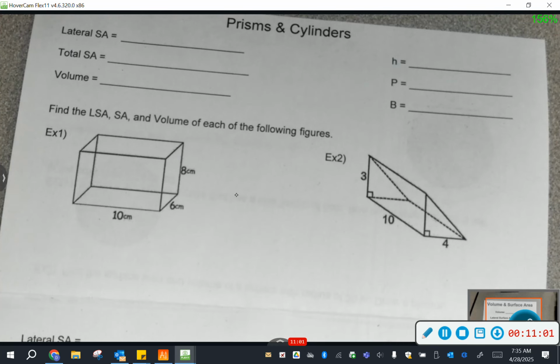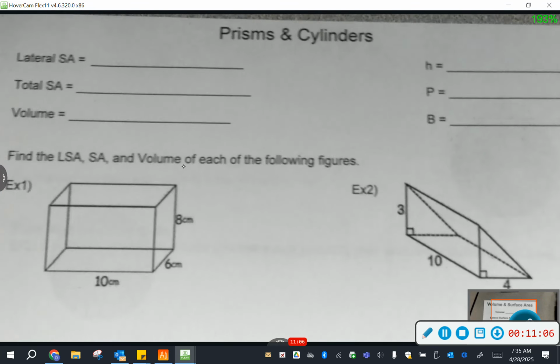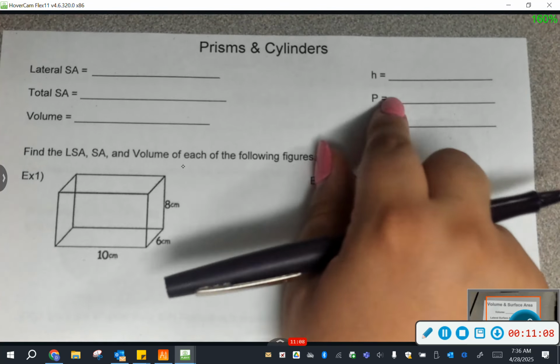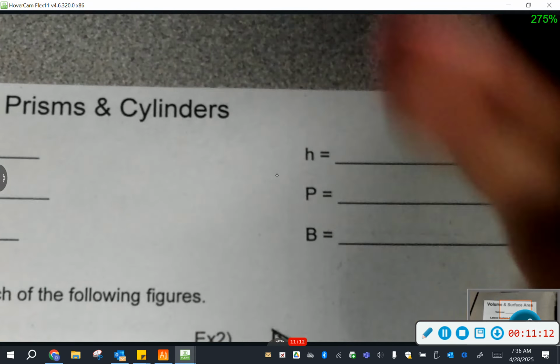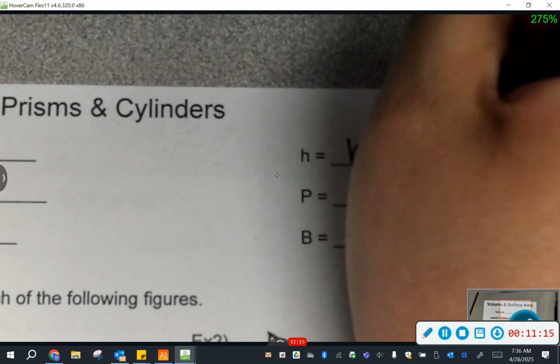If you are playing a game on your computer, I need you to close it out. First things first, before we do anything, I want to label these. What do you think H stands for? H does stand for the height.